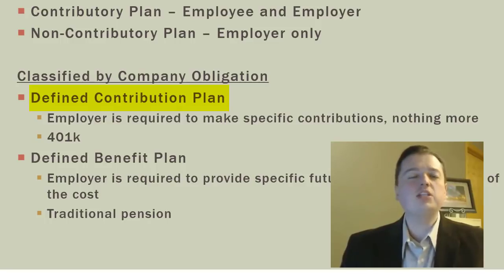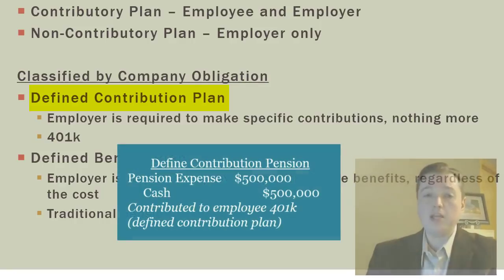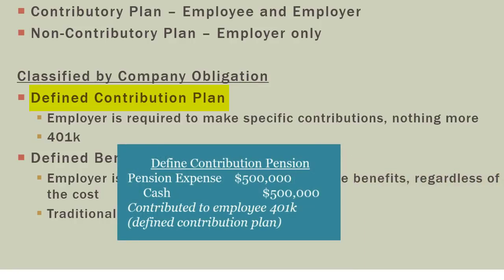They also like it because the accounting is really, really simple in a defined contribution plan. Because I've just promised to put a specific amount in and save for you, my journal entry is simply a debit to pension expense and a credit to cash for however much I've promised to put in. And that's all there is to it. I have no other obligation, so there's no liability. I have no other commitments now, so there's no more cash going out. It's just, again, a debit to the expense and a credit to cash, and that's it.